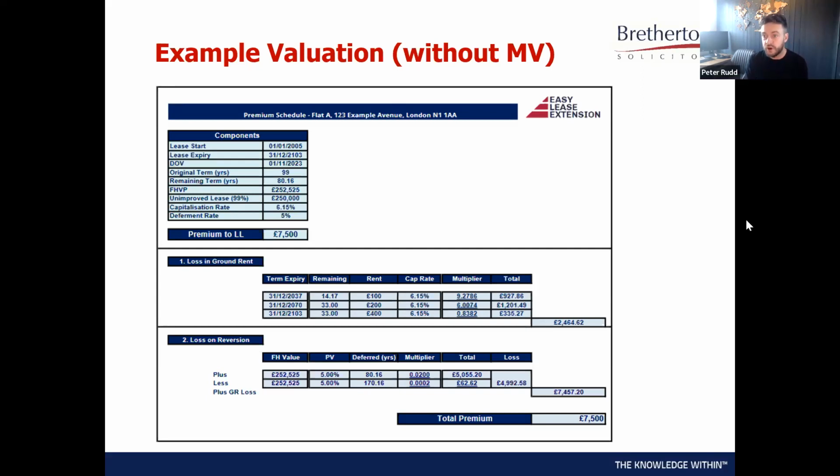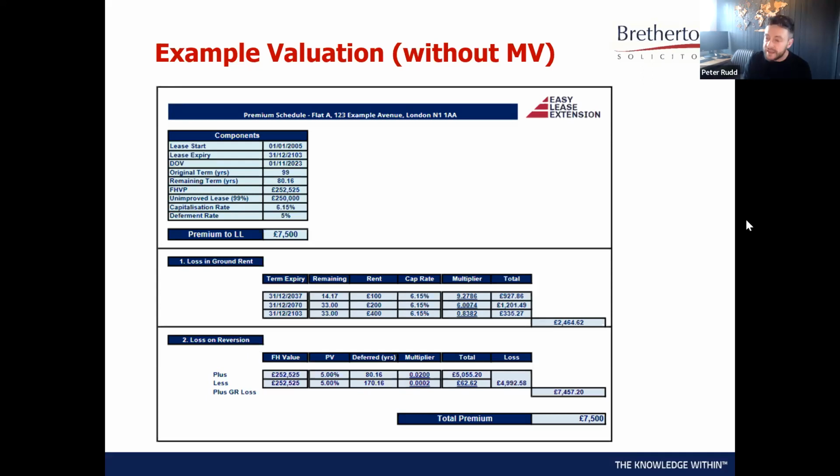This is accepted by tribunals: the value to the freeholder is generally 1% more. So we've got £250,000 and £252,500 being the value to the landlord. Here we have a capitalisation rate, effectively a yield, and we have a deferment rate, and that is set at 5% in a kind of landmark tribunal case known as Sportelli.